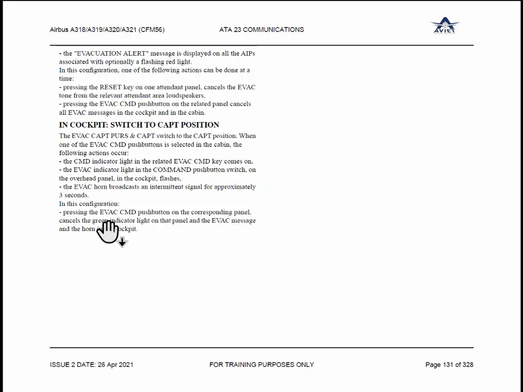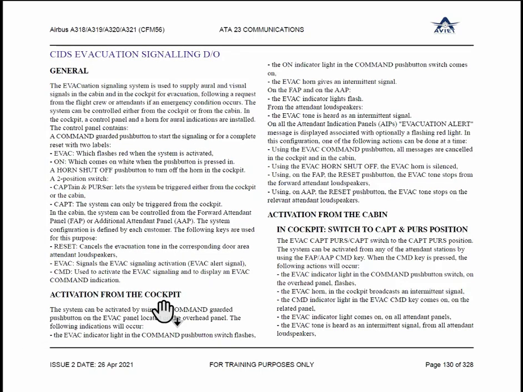In this configuration, pressing the evacuation command button on the corresponding panel cancels the green indicator light on the panel, and the evacuation message and horn in the cockpit. So it will cancel the horn, but the light will be there. This is just elaborating what I have explained. Either you are activating from the cockpit or from the cabin, the same thing will repeat. Clear?